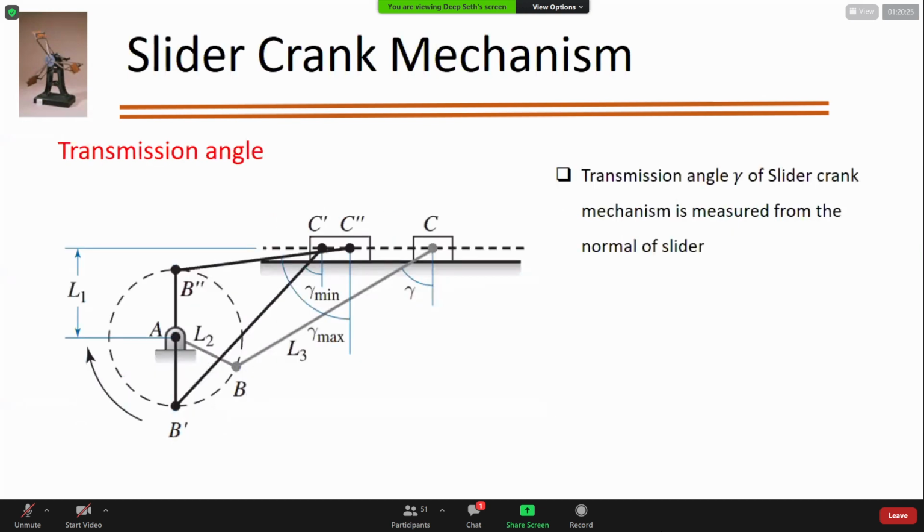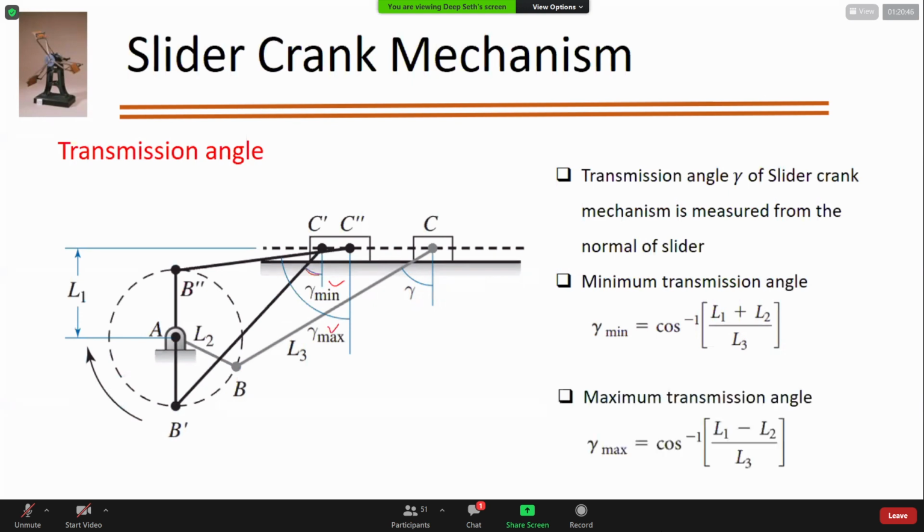Okay, now transmission angle gamma. The transmission angle will always form with the coupler link to the follower link. The follower link is C. So this is your transmission angle gamma. Here you will get gamma min and here you will get gamma max. Gamma min is cos inverse of (L1 plus L2) by L3, and gamma max is cos inverse of (L1 minus L2) by L3. It is forming a simple triangle, so you can easily find it.